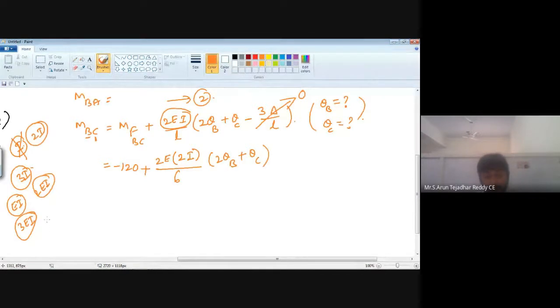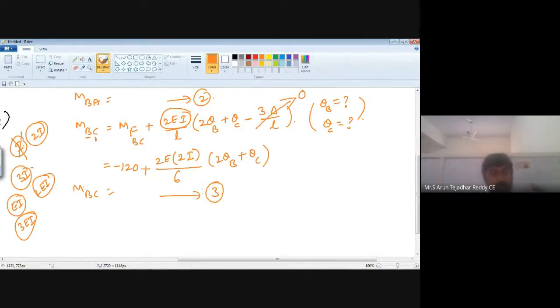So finally I am telling you, in each and every problem you need to check whether the moment of inertia or the flexural rigidity is given or not given. You need to check that also. Don't confuse there. Okay, now all of you calculate this equation, then it is the third equation.